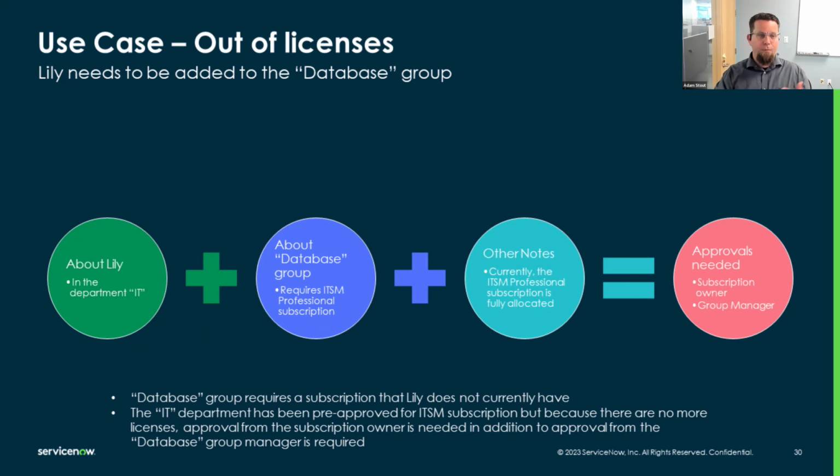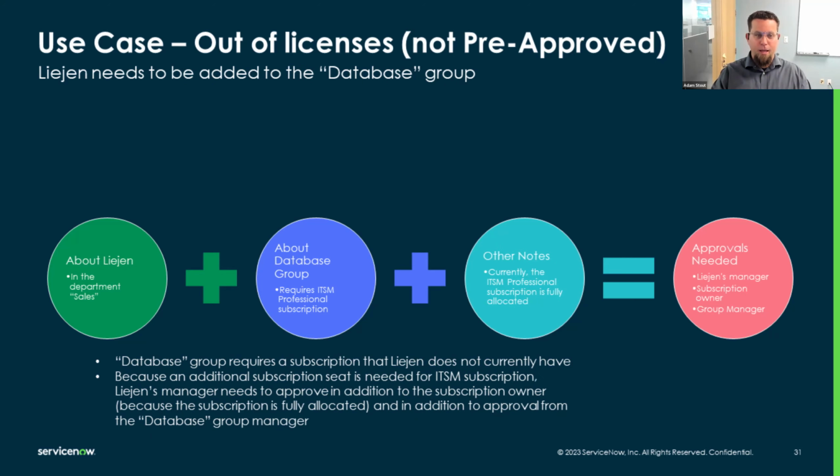And then if I have an example with Lily, Lily's in IT, the same thing. She wants to be added to ITSM, which also requires ITSM Pro. But ITSM Pro is fully allocated. Well, now I have the subscription owner. I've said, if you're fully allocated, you need to go to the subscription owner. I still need the group manager. Since she's in IT, I don't need her manager to approve it. That's already been pre-approved. Again, the same thing, but we have Leanne who's going to do it, but fully allocated.